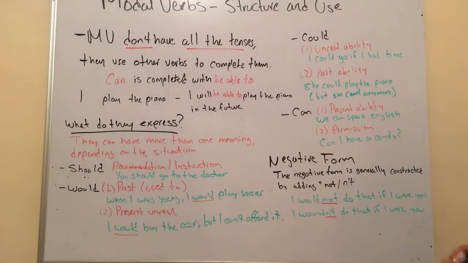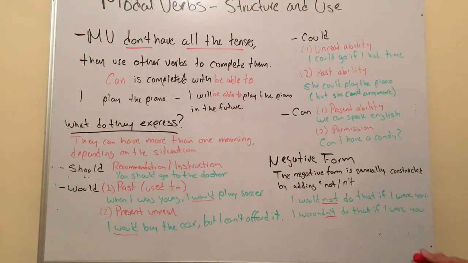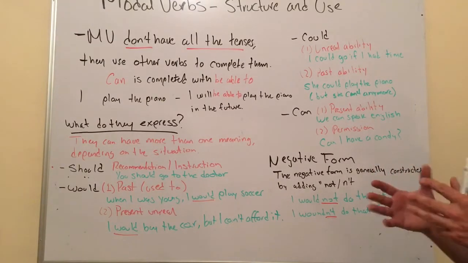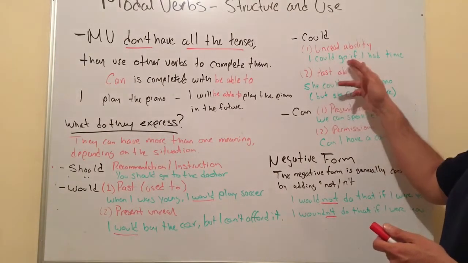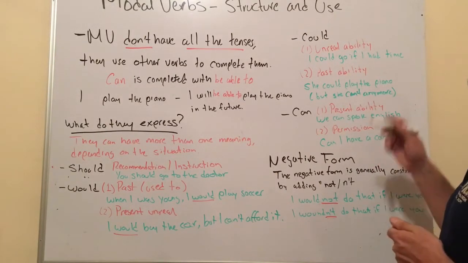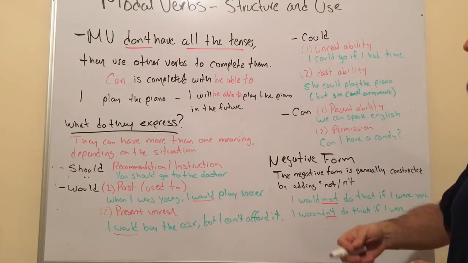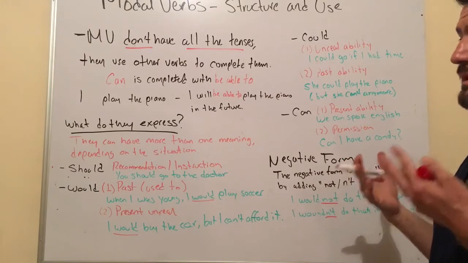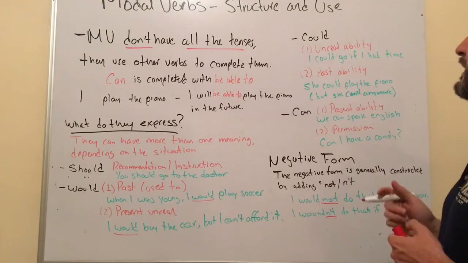Now, the next one, could. Could is used to express two different things. First, we have unreal ability. Again, unreal means it's not possible, it does not exist. For instance, I could go if I had the time. But the truth, the reality, is I don't have the time. So that's why it's unreal ability.